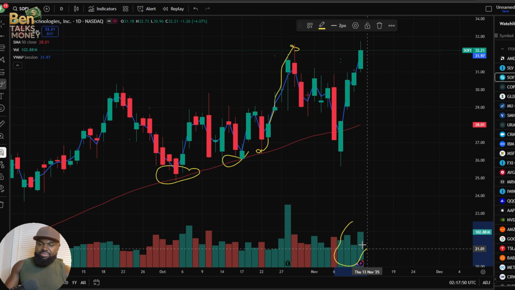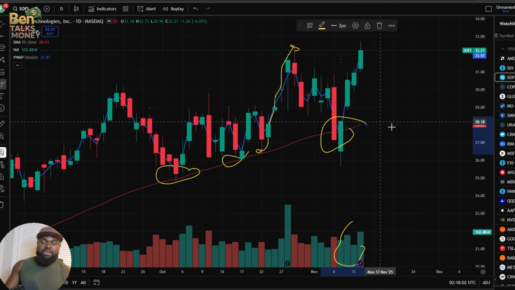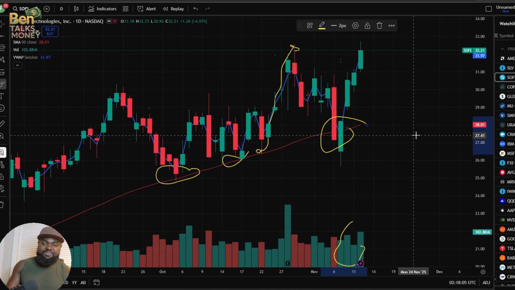Look at the volume. Anytime it touched the 50-day, look at the volume. Look at the green volume that comes with it, right? So these good companies, they all respect the 50-day. So it doesn't necessarily mean it's always going to work, but if it closes below it, it tells you there's a possible trend reversal.